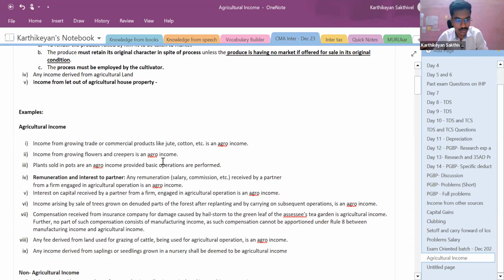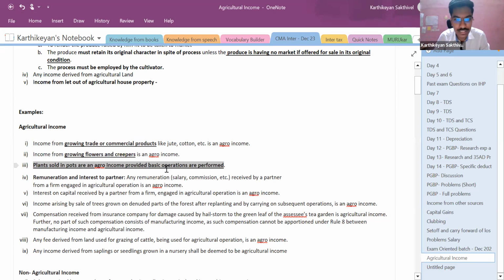So first is growing trade or commercial products. So it does not mean that whatever we eat alone is agricultural produce, like onion, brinjal, lady's finger, all those things. Even cotton, tea, coffee, all those things are also coming under agricultural produce, right? Income from growing flowers and creepers is also agricultural income, and sold in pots or agro income provided basic operations are performed.